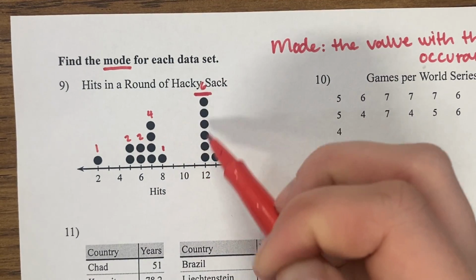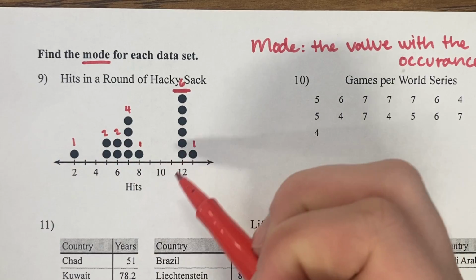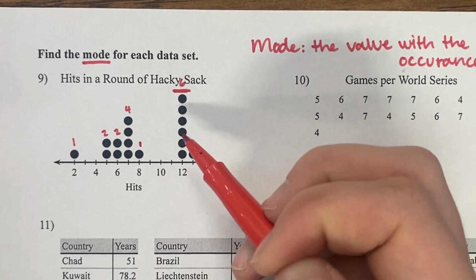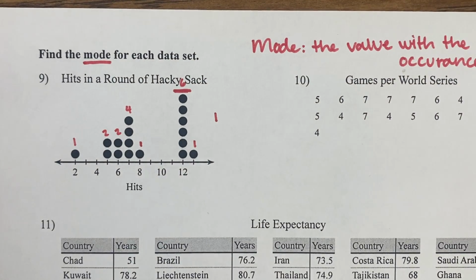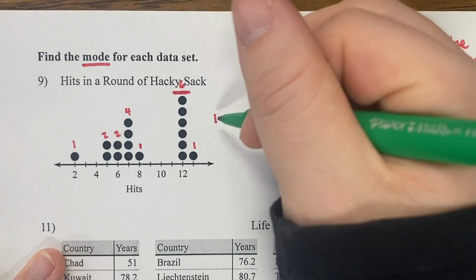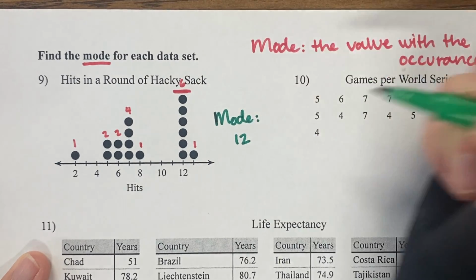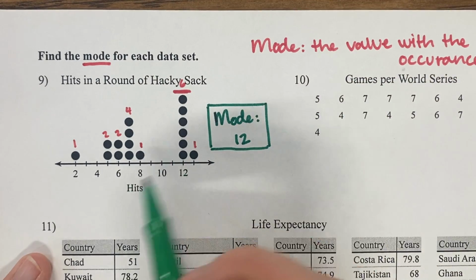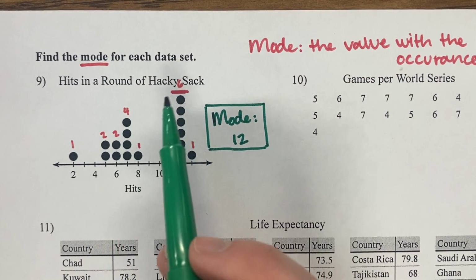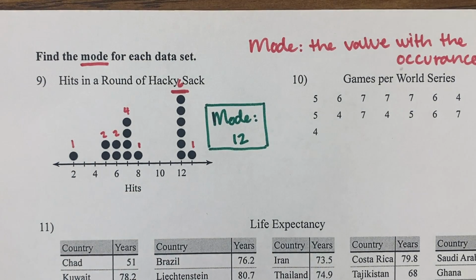Okay, well again, when it's listed like this in a dot plot or a histogram, bar graph, something like this, you can easily see whichever one's the highest. So for this, I'll do a different color. Our mode is 12, because in this data set, hits in a round of hacky sack, 12 was the value that occurred the most.